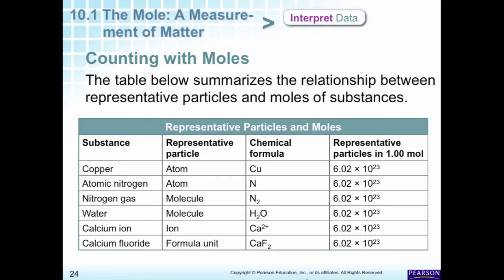All right, so let's look at this table of the relationship that I just mentioned. You might want to take a screenshot of this. You can see what the representative particles are, atoms, molecules, ions, or formula units, and you can see that one mole of that substance would be 6.02 times 10 to the 23rd of this item.